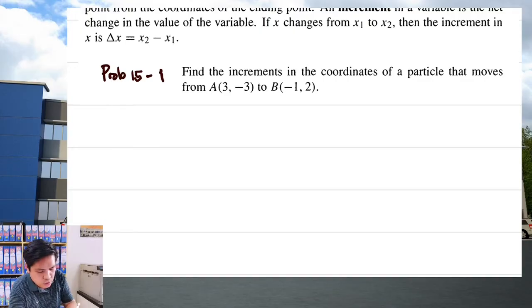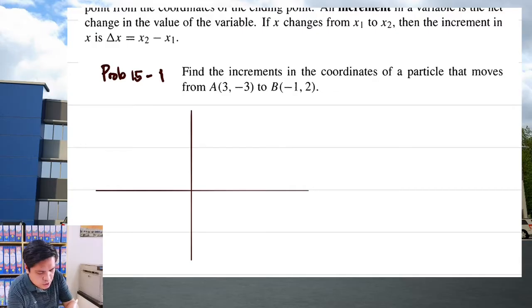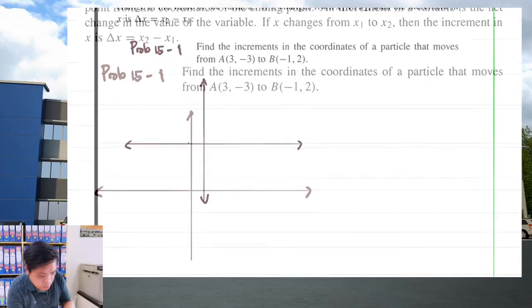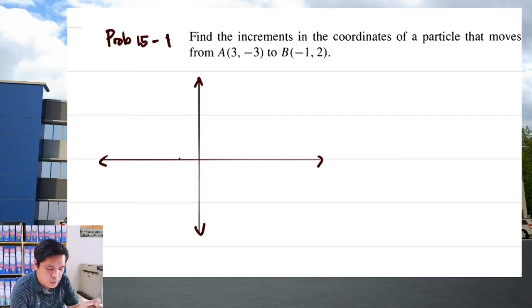For the sake of illustration, let's just plot the 2 points in the Cartesian coordinate plane. It's located at 3, negative 3. So that means that's the fourth quadrant. That means the abscissa is located 3 units to the right, and the ordinate is located 3 units downward. So this is point 3, negative 3. Let's call this point A, which is 3, negative 3.